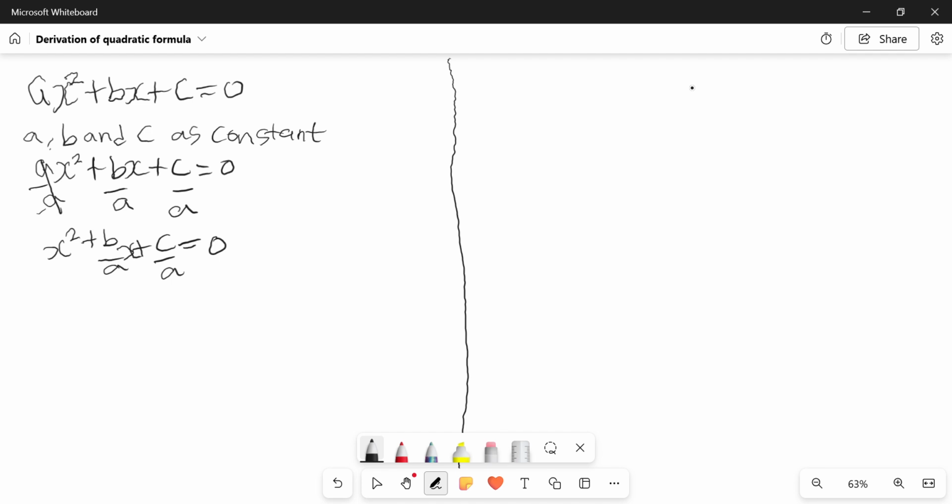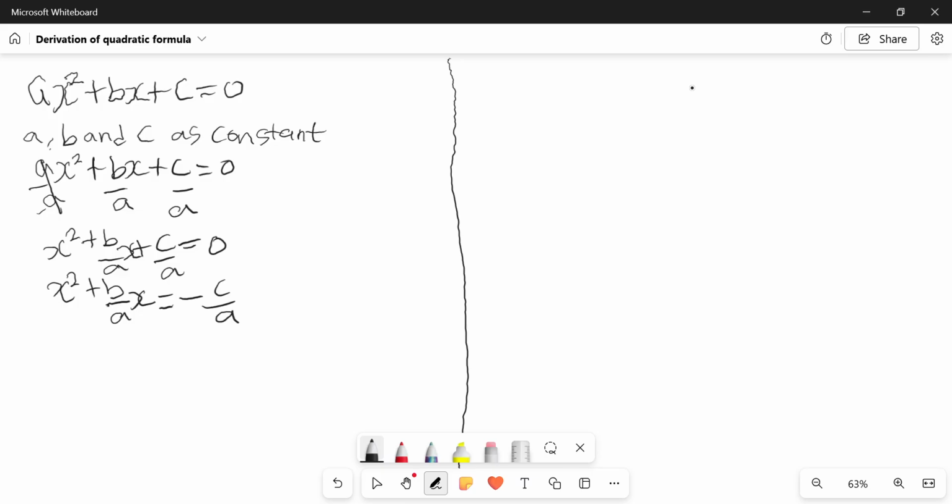Alright, so let's group them together, those with x on one side and those without x on the other side. Which means we have to move c all over a to the other side. So this becomes x squared plus b all over a x equals minus c all over a.